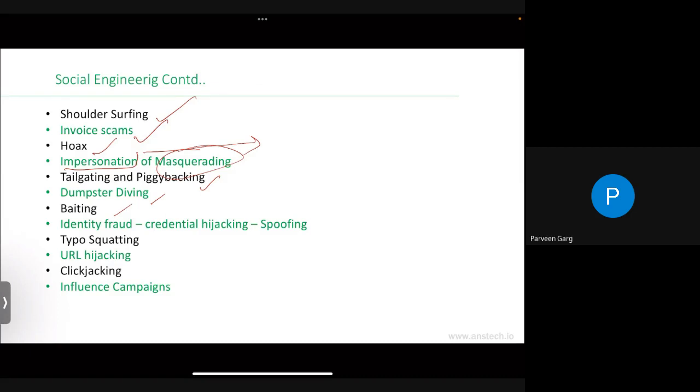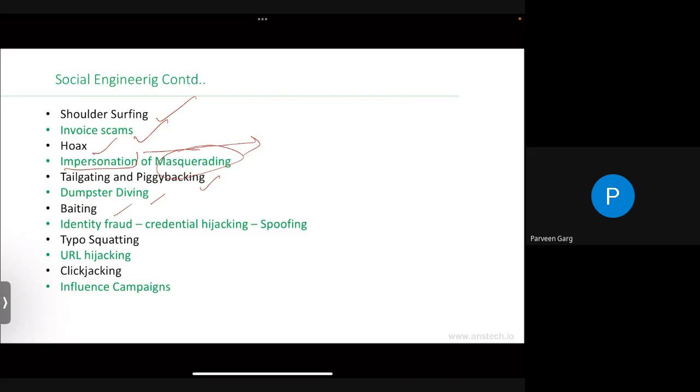Similarly, clickjacking happens wherein somebody might take over the way you are surfing, your mouse and where you are going. So wherever you're clicking, it actually is not the place you are clicking. It's taking you to a malicious website. Okay. And there are influence campaigns.